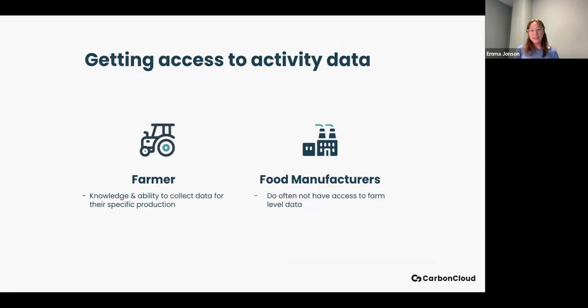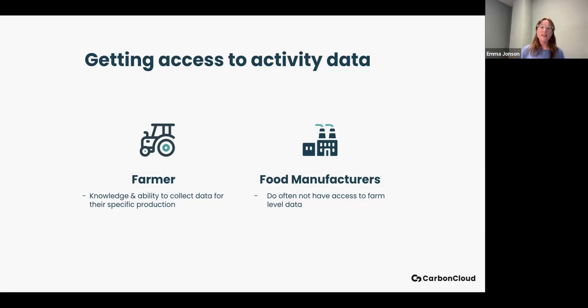Another complicated part is getting access, or it can be complicated. In many cases, it is a bit complicated getting access to activity data. So activity data, that is the data describing what happens on the farm. How much fertilizer do you put on your soil? How much do you drive your tractor? How much electricity do you use? How much pesticides do you use? So those are the activity data that then is multiplied with an emission factor.